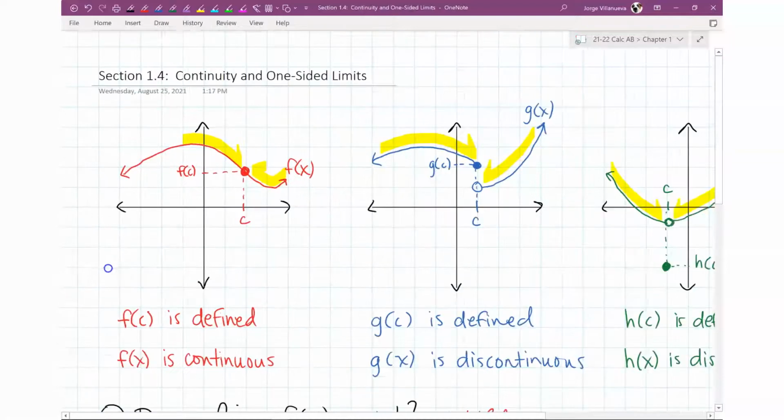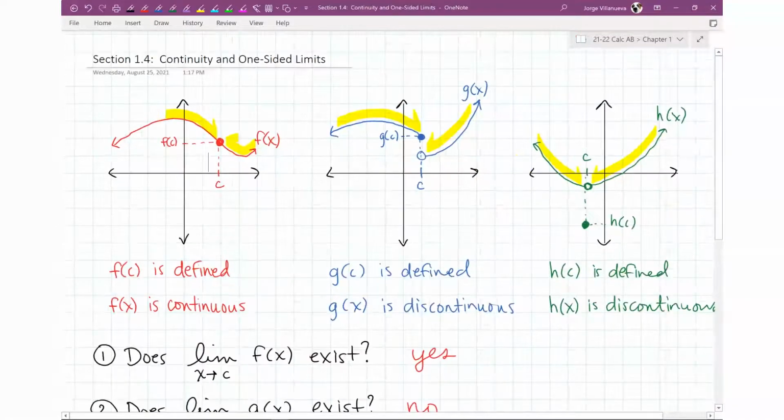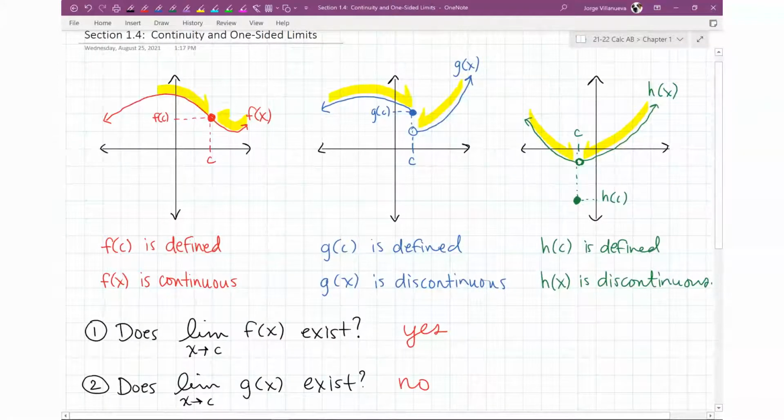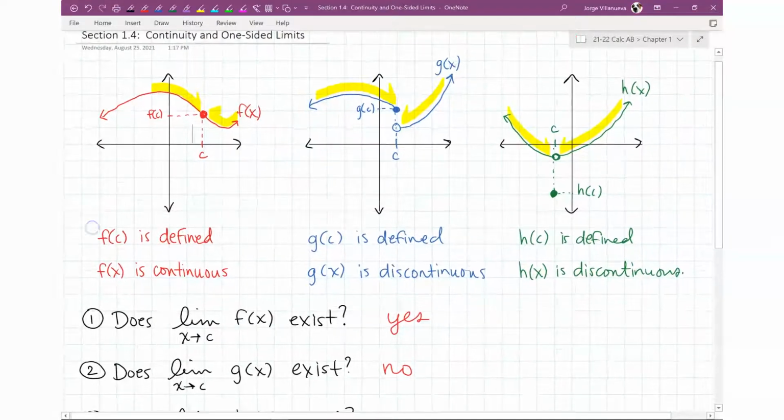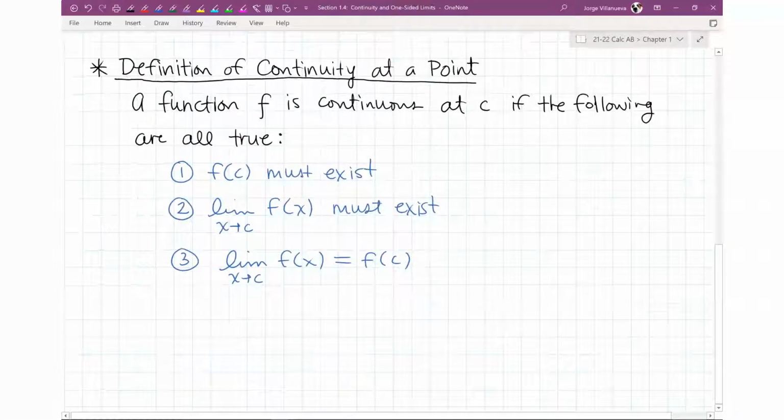Yes, you will see that every once in a while on an AP exam. They'll ask you to prove continuity. They'll say, prove to me that this thing is continuous at this point. So you literally have to use those 3 steps, right? Show that it exists, show that the limit exists, and show that the existent value and the limit value are identical. Okay?